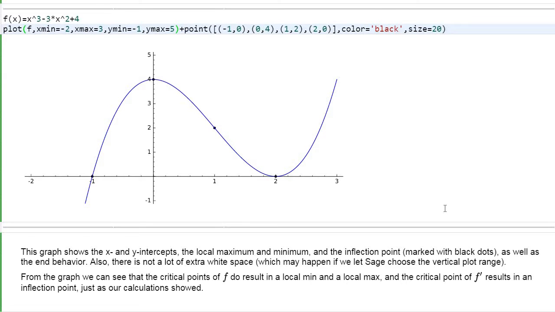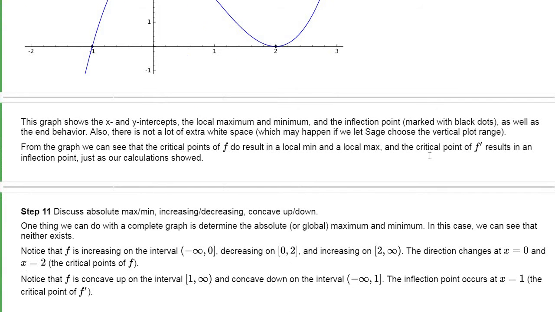Okay, now this is a complete graph of this function. It shows the x and y intercepts, it shows the local mins and local maxes, it shows the inflection points, it shows the end behavior, so we can see everything we need to see. It shows where this is increasing and decreasing and concave up and concave down. Now that we have a complete graph, the last step is to talk about the key features of the function.